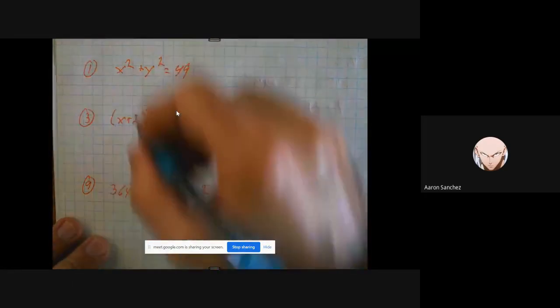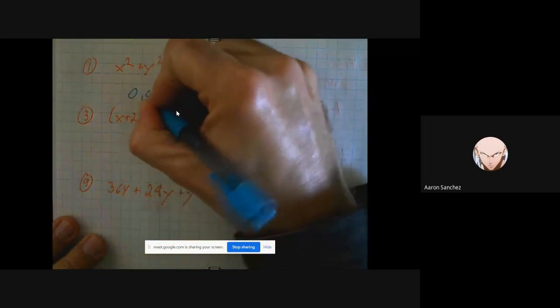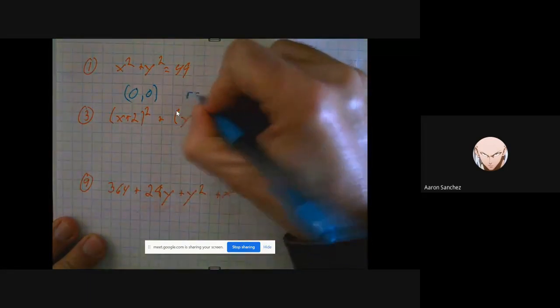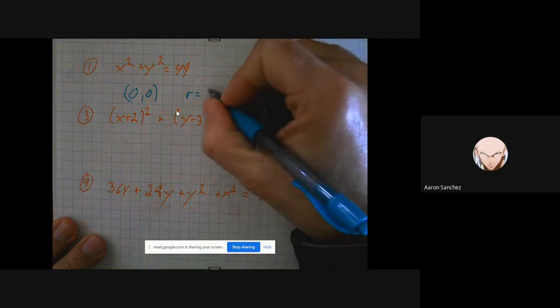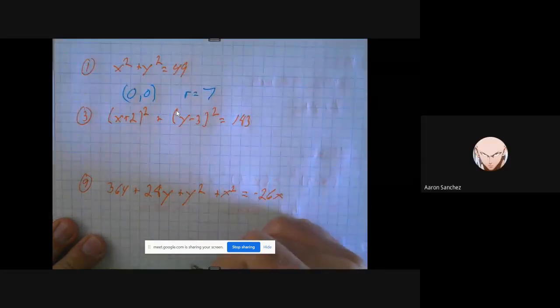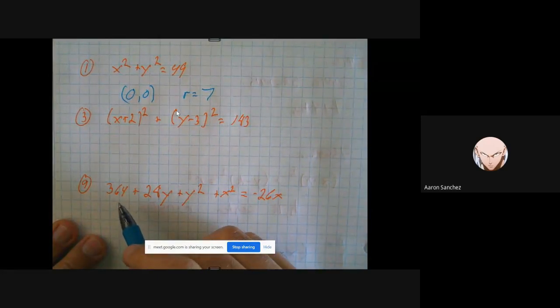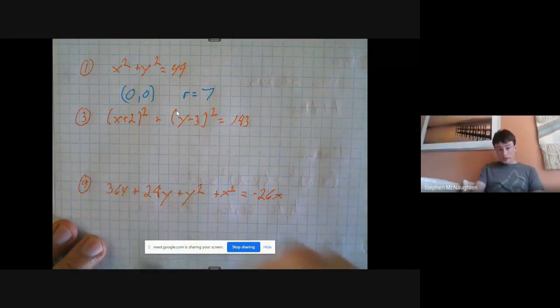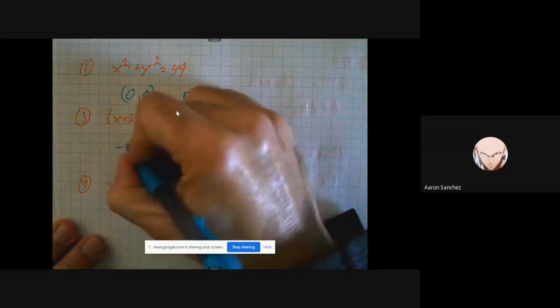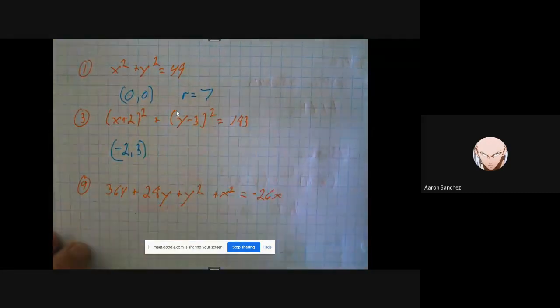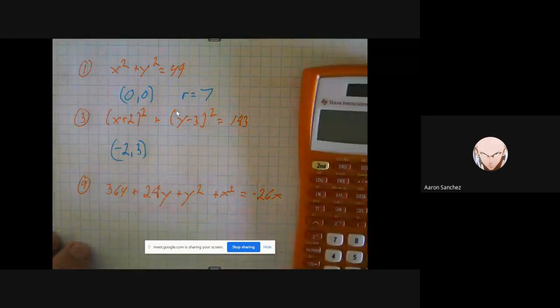Can anyone name the movie that song is in? Okay, the center is 0, 0. See, it's not adding, it's a 0, 0. And what's my radius? Someone yell out. My radius is equal to what? 7. Yeah. Okay, number 3. What's my center? Someone yell it out. 2, 3. No, negative 2, 3. Yes, negative 2, 3. And what's my radius? Can anyone figure it out?